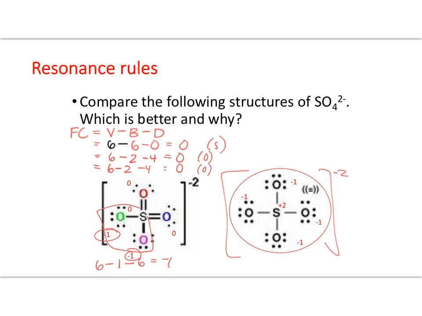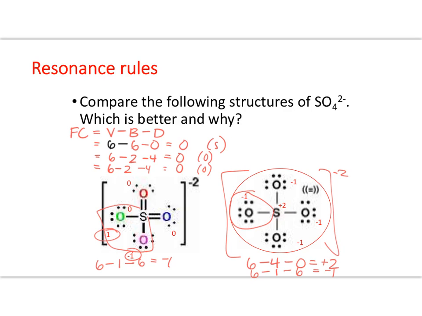The other one that we have here, where we have single bonds to all of the oxygens, sulfur has 6 valence electrons minus 4 bonds minus 0 dots gives me a +2. And then each of the oxygens, since they're bonded identically, would all have the same formal charge, 6 minus 1 bond minus 6 dots, which is -1.